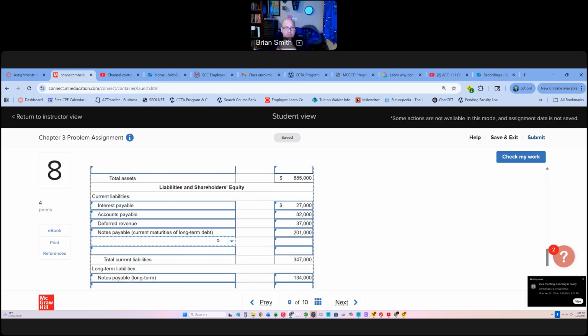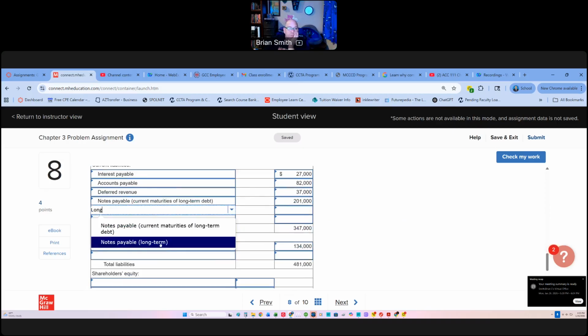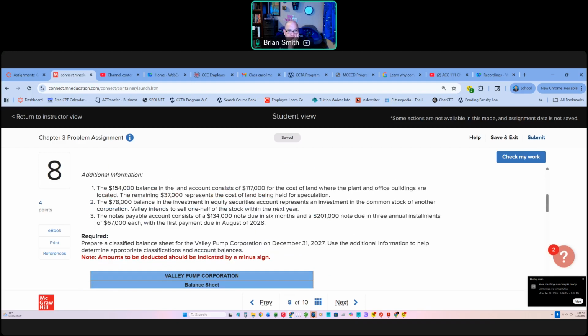Current maturities of long-term debt. Notes payable long-term, current maturities of long-term debt. I'll bet you've got to break this apart. Let me look at this. Current portion of long-term debt, 134,000.